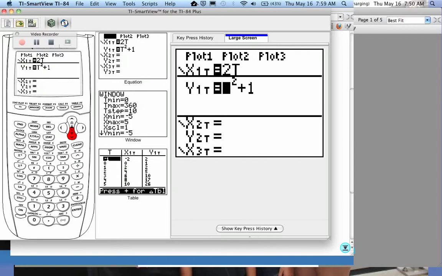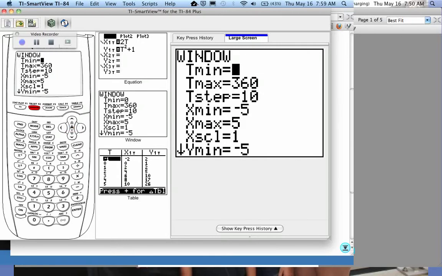Hit your window. Now the window is a little bit different too because it has that T minimum and T maximum. They asked us to go from -2 to 5.